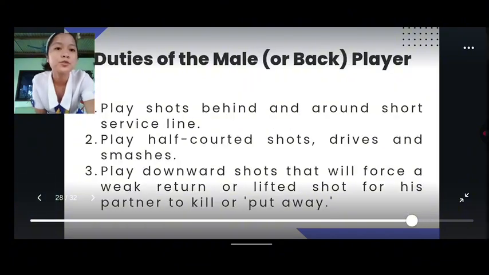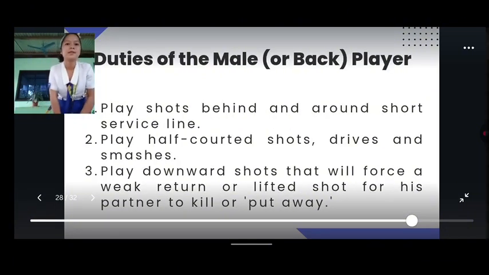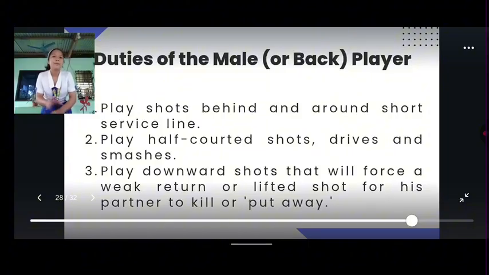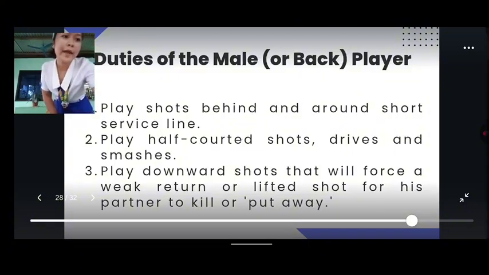So let's proceed to duties of the male or back player. Play shots behind and around the short service line. The male takes care of deep shots and returns anything that goes past his partner. So he attacks if the female partner cannot attack the shuttle.